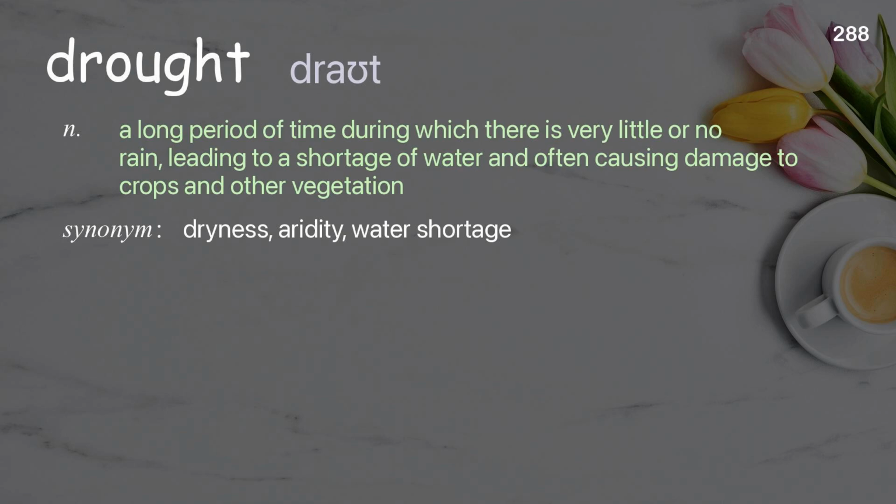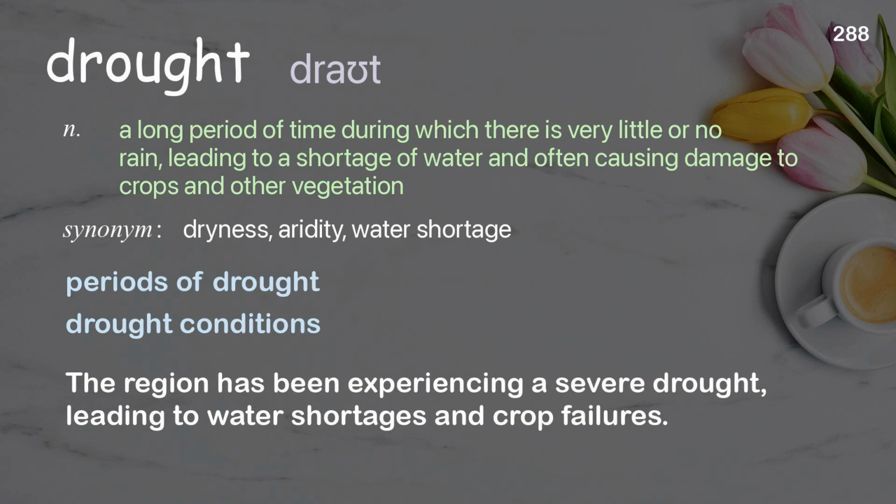Drought. A long period of time during which there is very little or no rain, leading to a shortage of water and often causing damage to crops and other vegetation. Examples: Periods of drought. Drought conditions. The region has been experiencing a severe drought, leading to water shortages and crop failures.